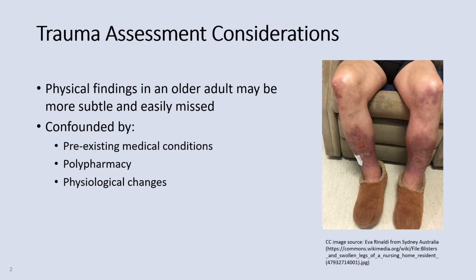A geriatric patient's baseline vital signs may also differ from those of a younger adult. For example, a resting heart rate might be lower due to medications like beta blockers, and their normal blood pressure reading might indicate a state of shock in a hypertensive individual.